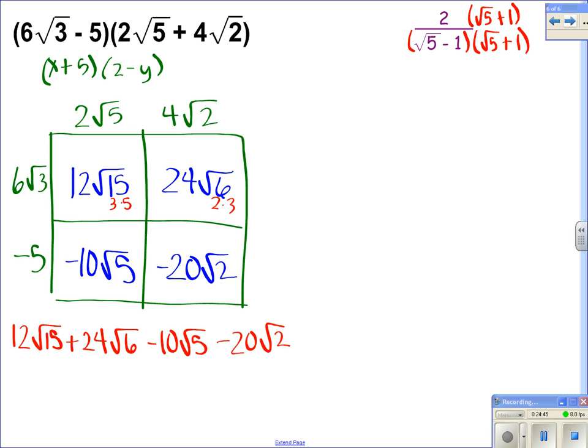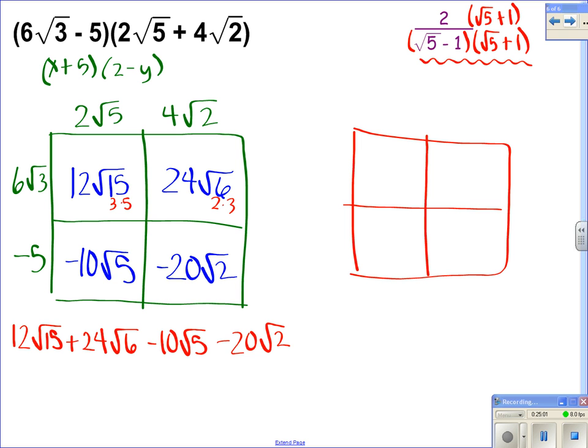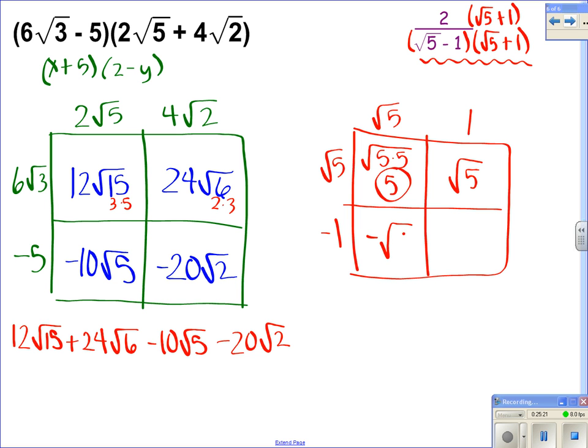So on the top, we'll get to that in a second. Let's do the bottom. What do we have to do there? Same thing. Okay, FOIL it. Okay, root 5 times root 5 is right here. Here. And here.